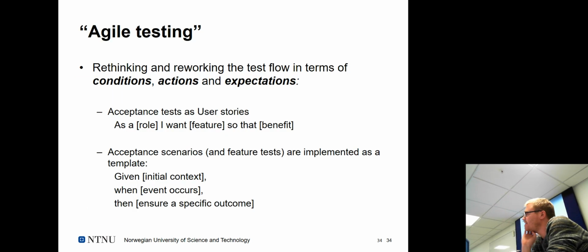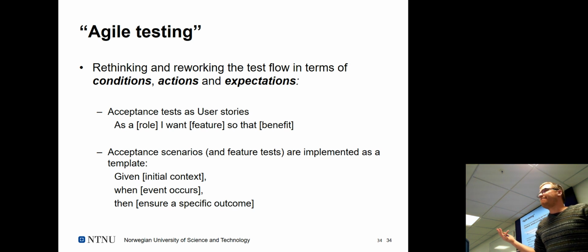And that's the thing. So it's behavior-driven testing. So let's rethink how we write tests in terms of conditions, actions, and expectations or outcomes in the end. So here, example: as a role, a particular role, administrator, user, client, you name it, I want a particular feature so that I have a certain effect or benefit. In this case, I think effect is probably a better term.